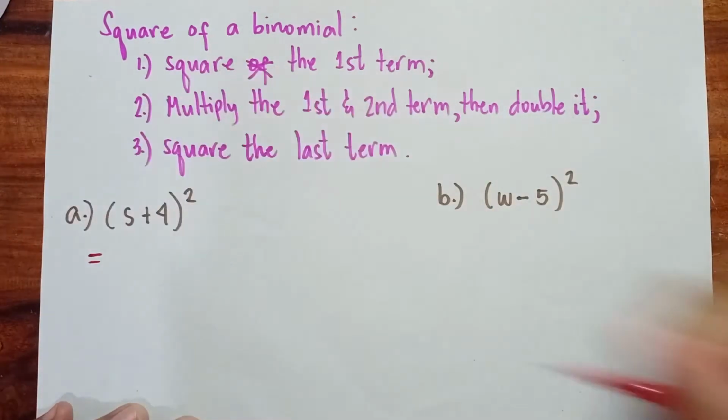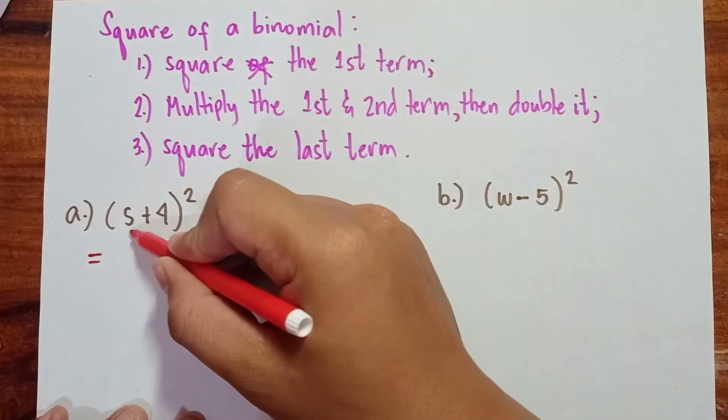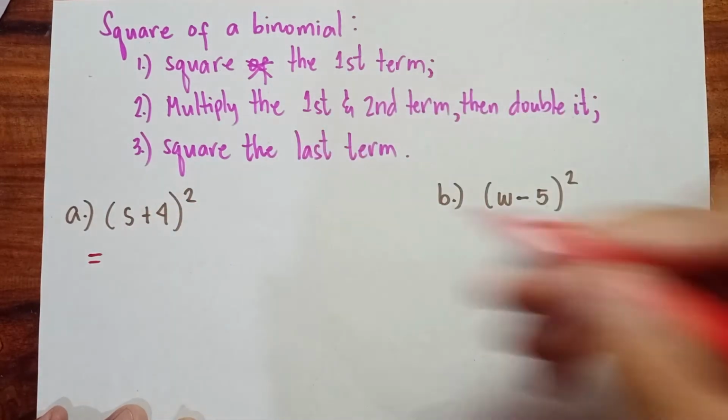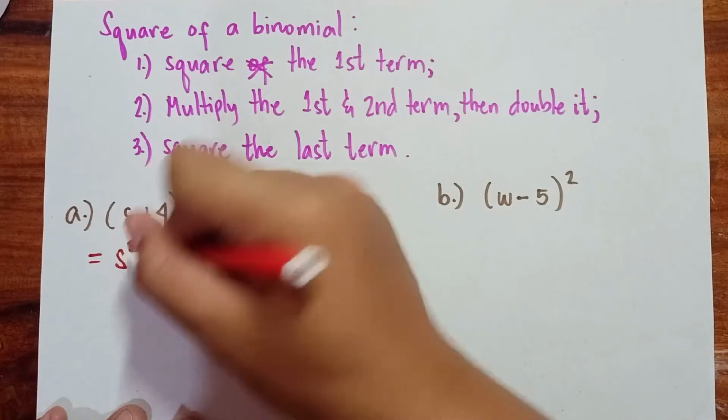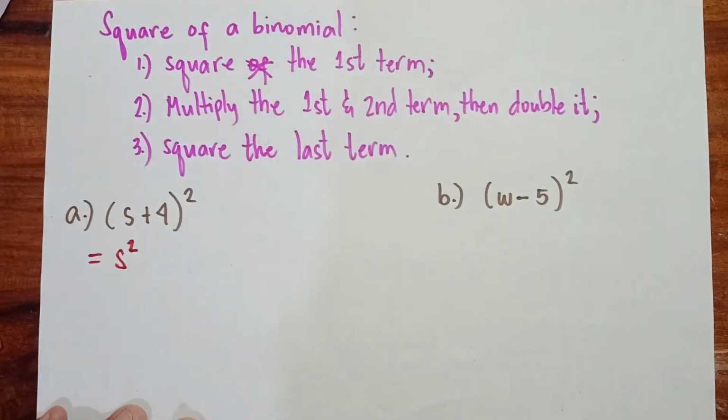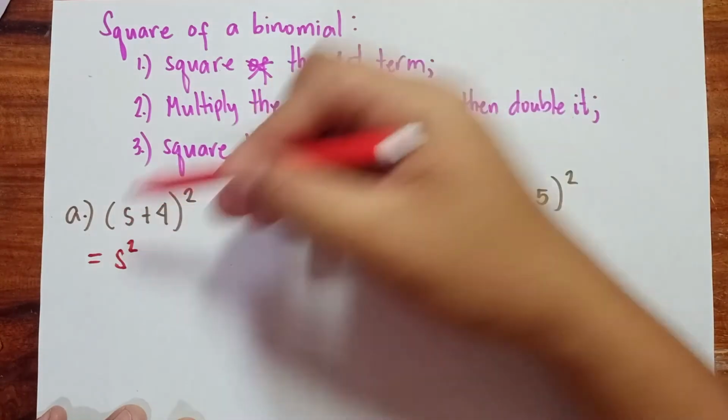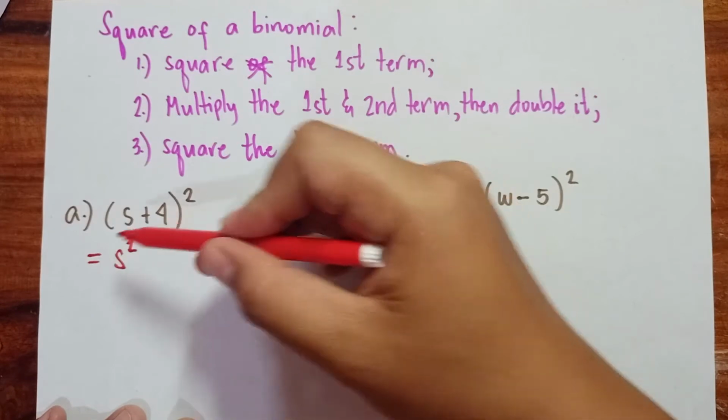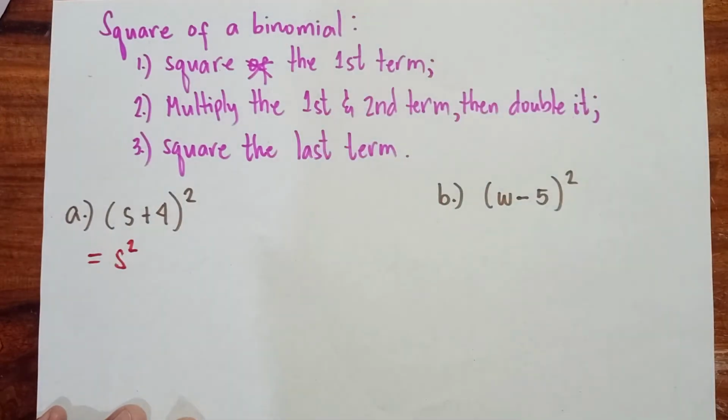So this is what we will do. The first step is we're going to square the first term. Since the first term is s, we square s, that is s squared. Then, second step, multiply the first and the second term, then we double the product. The first term is s, the second term is 4. S times 4 gives us 4s.